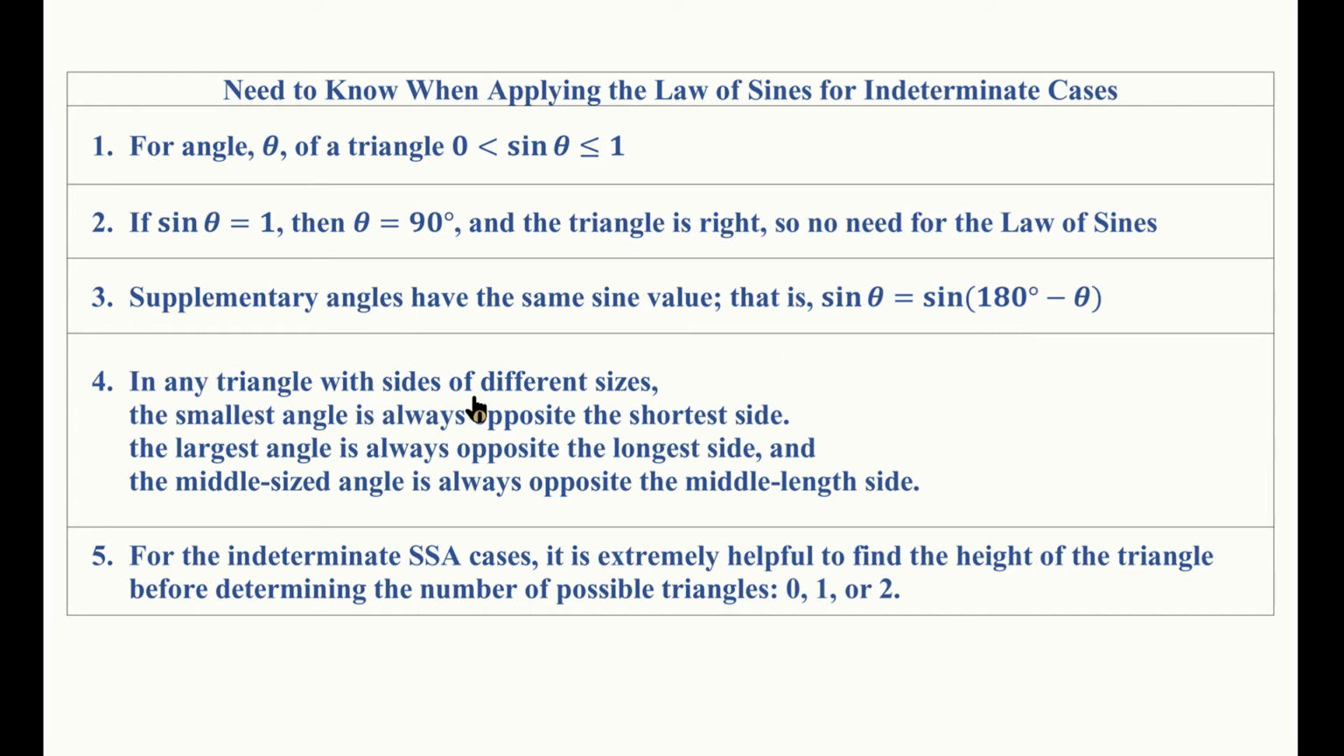Now, as long as a triangle has sides that have different sizes, obviously, the smallest angle is always going to be opposite the shortest side. The largest is going to be opposite the longest side, and the middle size one, of course, is going to be opposite the middle length side. Now, as long as, of course, the sides have different sizes. Otherwise, two of them may be the same, etc. For the indeterminate SSA cases, as I said a minute ago, it's extremely helpful to find the height before you proceed with the rest of the problem.